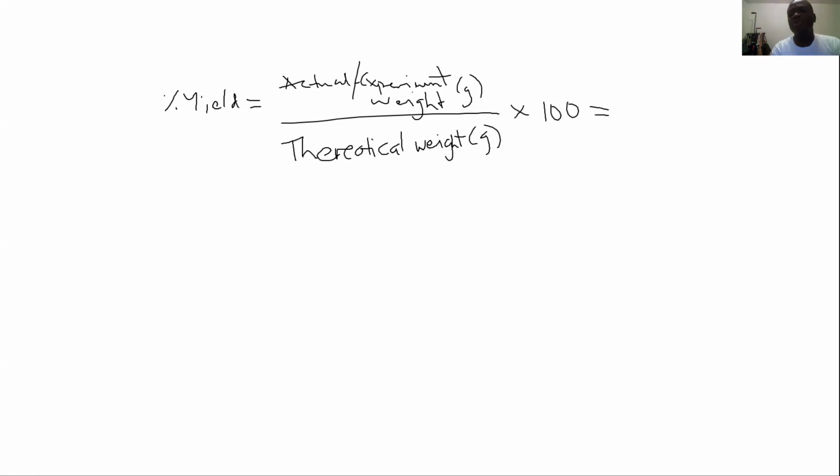The theoretical weight is where it gets tricky, and that's where a lot of students get lost. If you don't get this correct, you're not going to get your yield correct, and you lose points for that too. So make sure you pay attention to this. You're converting fluorenone to fluorenol.